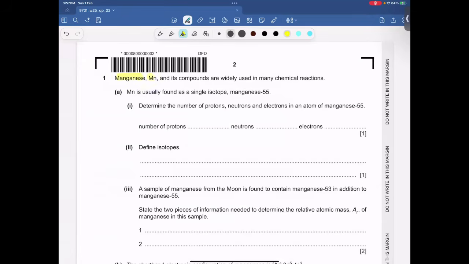Manganese is a transition element and its compounds are widely used in many chemical reactions. Manganese has a symbol of Mn, is usually found as a single isotope, manganese 55. So that's the isotope, by the way. And what are isotopes? Isotopes have same number of protons and electrons but different number of neutrons.